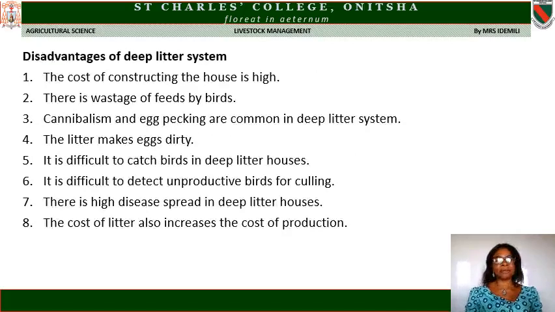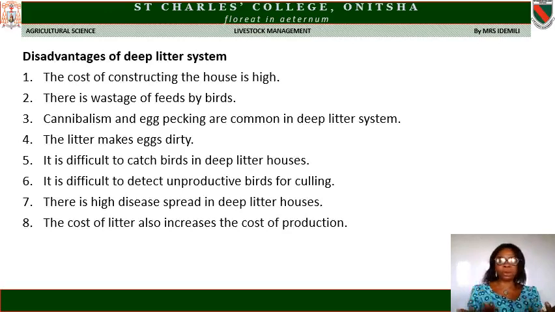Disadvantages of the deep litter system. Number 1, the cost of constructing the house is very high. Number 2, there is wastage of feeds by the birds. Number 3, cannibalism and egg pecking are common in the deep litter system. Number 4, the litter makes eggs dirty. When you see dirty eggs in the bucket, then suspect that the birds that produced the eggs are reared in a deep litter system. Number 5, it is difficult to catch birds in deep litter houses.